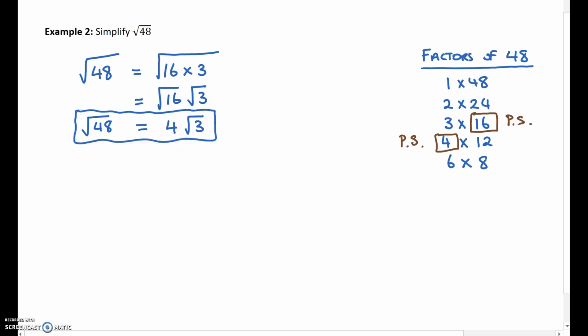You may have done them different ways with factor trees and reducing the 48 into prime factors, which is fine, but I just find that this is a little bit quicker. And whatever way you prefer is good. Okay, hope you find that one not too bad.